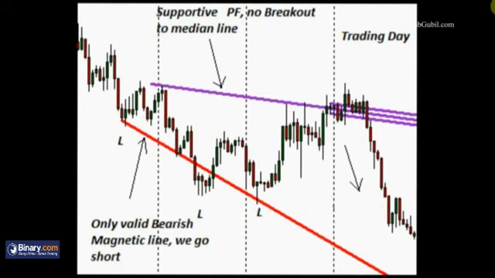In this example, we have a supportive PF. We will then look for a valid bearish or bullish magnetic trend line. If we can find a bullish one, we will go long, and if we find a bearish one, we will go short. But if we find two valid magnetic trend lines with supportive PF, meaning valid bearish and bullish, so don't trade.